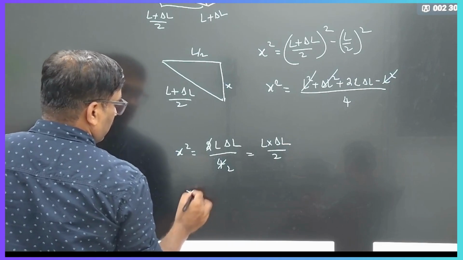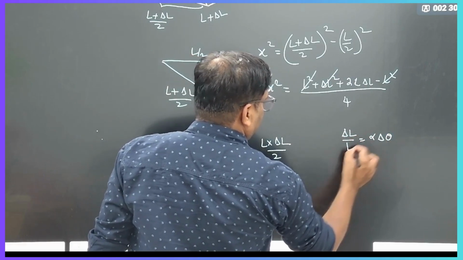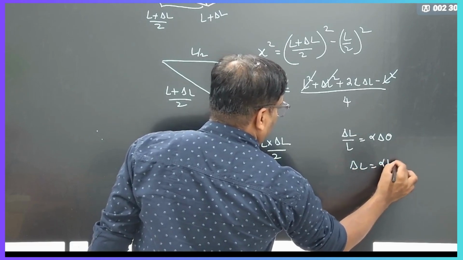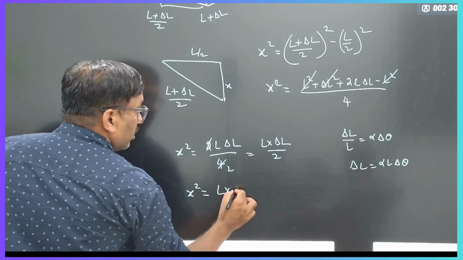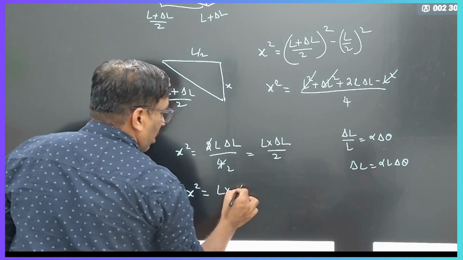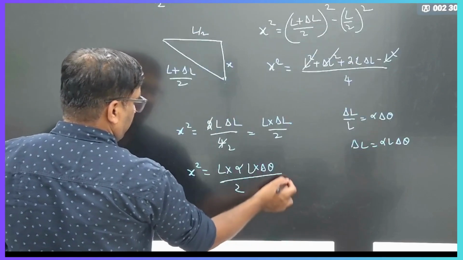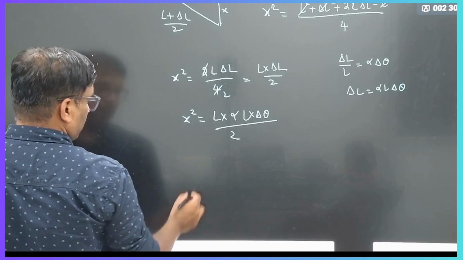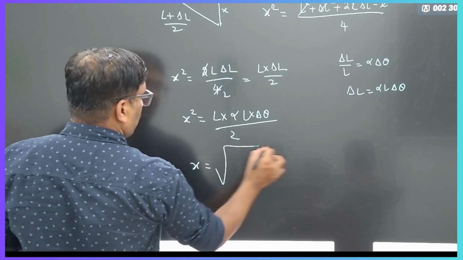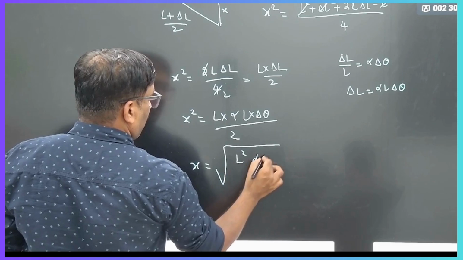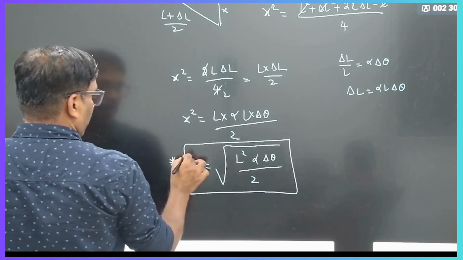Delta L by L is equal to alpha into delta theta, or delta L is equal to alpha L into delta theta. Please substitute here and you can get your answer. Therefore L into delta L becomes alpha into L into delta theta by 2. So x is equal to root of L square into alpha into delta theta by 2. In this way you can calculate the length value.